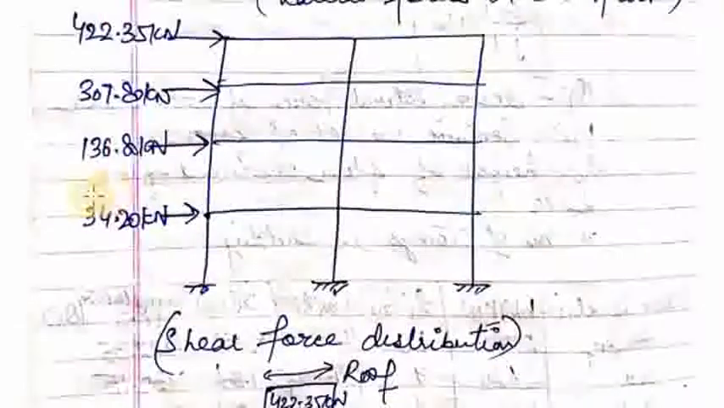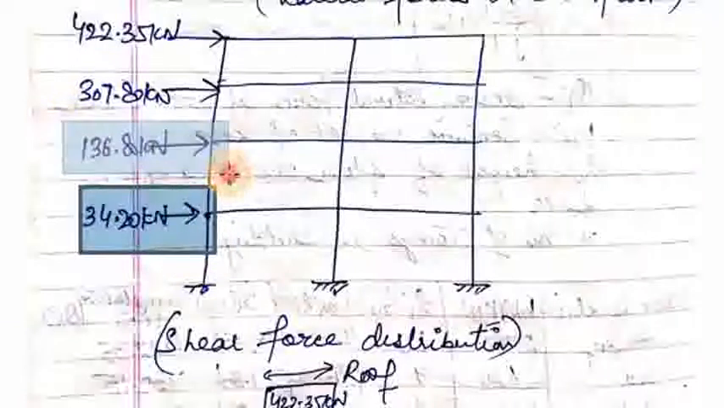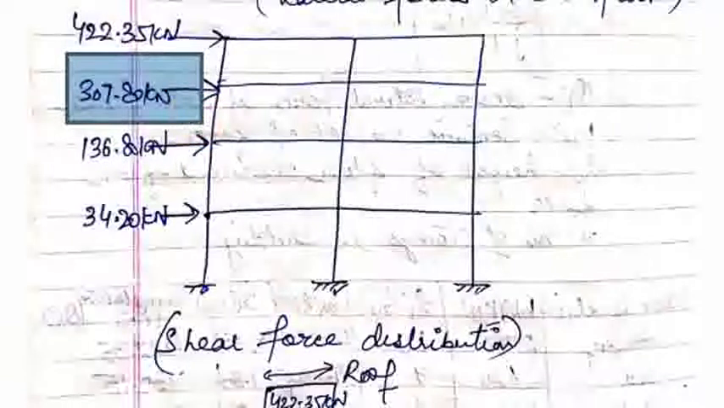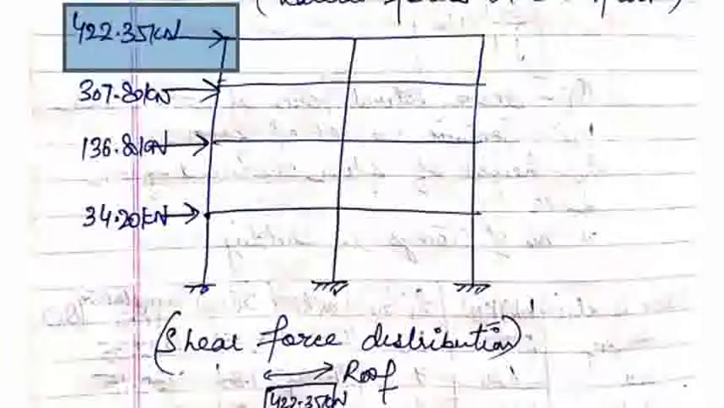Now for the first floor it is this. For the second floor it is this. For the third floor it is 307.8. For the roof it is 422.35. This is the shear force distribution.